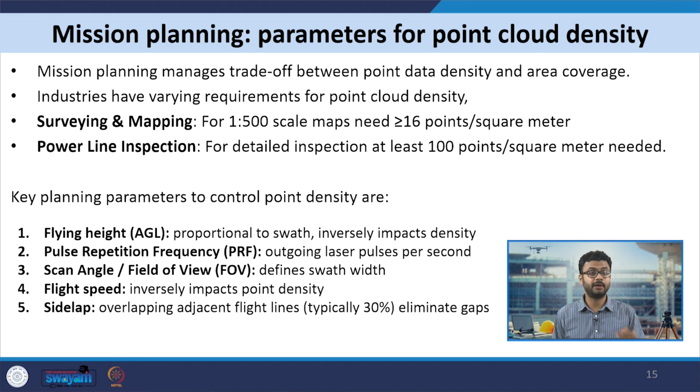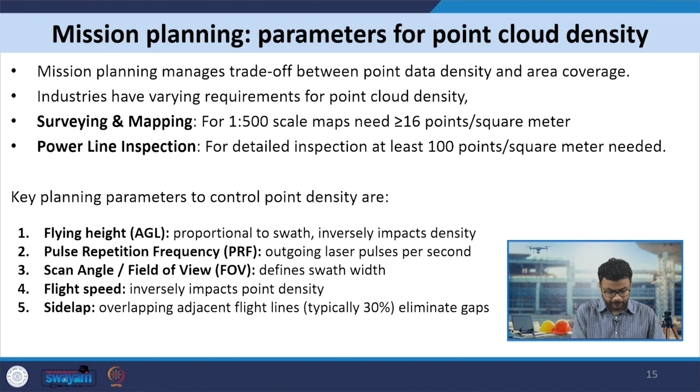Or for example, in power line inspection, where we need very detailed inspection to identify individual power cables, we need at least 100 points per square meter. So there is a trade-off that we need to manage through mission planning between the point cloud density as well as how much area we can cover.